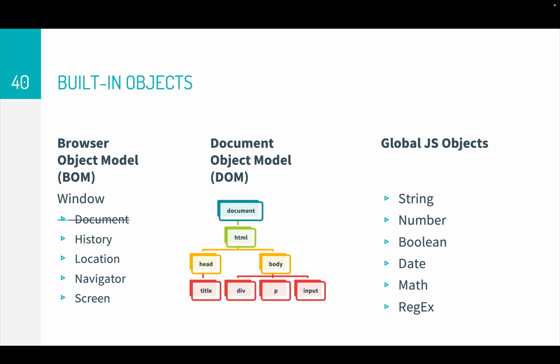There's also a bunch of built-in JavaScript objects that help us do stuff that we don't want to code ourselves, like all kinds of string manipulation, number manipulation, math, regular expressions, dates that you don't want to code yourself. In my mind, these are kind of like the standard library.